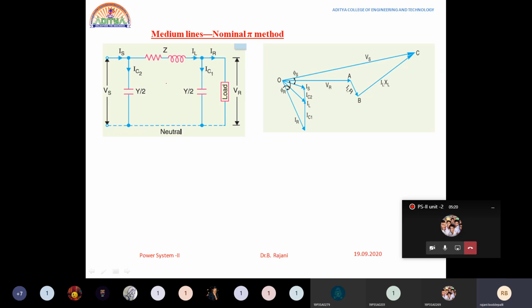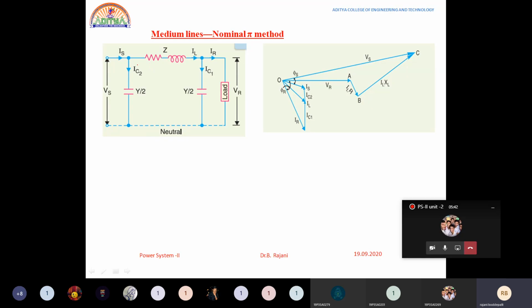One half is lumped at the sending end side, and the other half of the capacitance is lumped at the receiving end side.